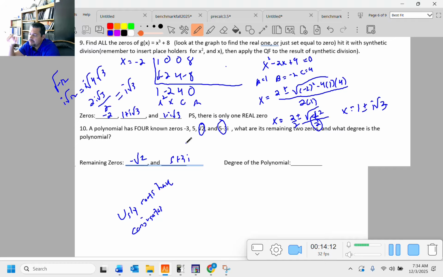Now, the degree of the polynomial is based on how many zeros this thing has, at least its least degree. We have 1, 2, 3, 4, 5, 6. It shall be a 6th degree polynomial based on the information that you have before you.